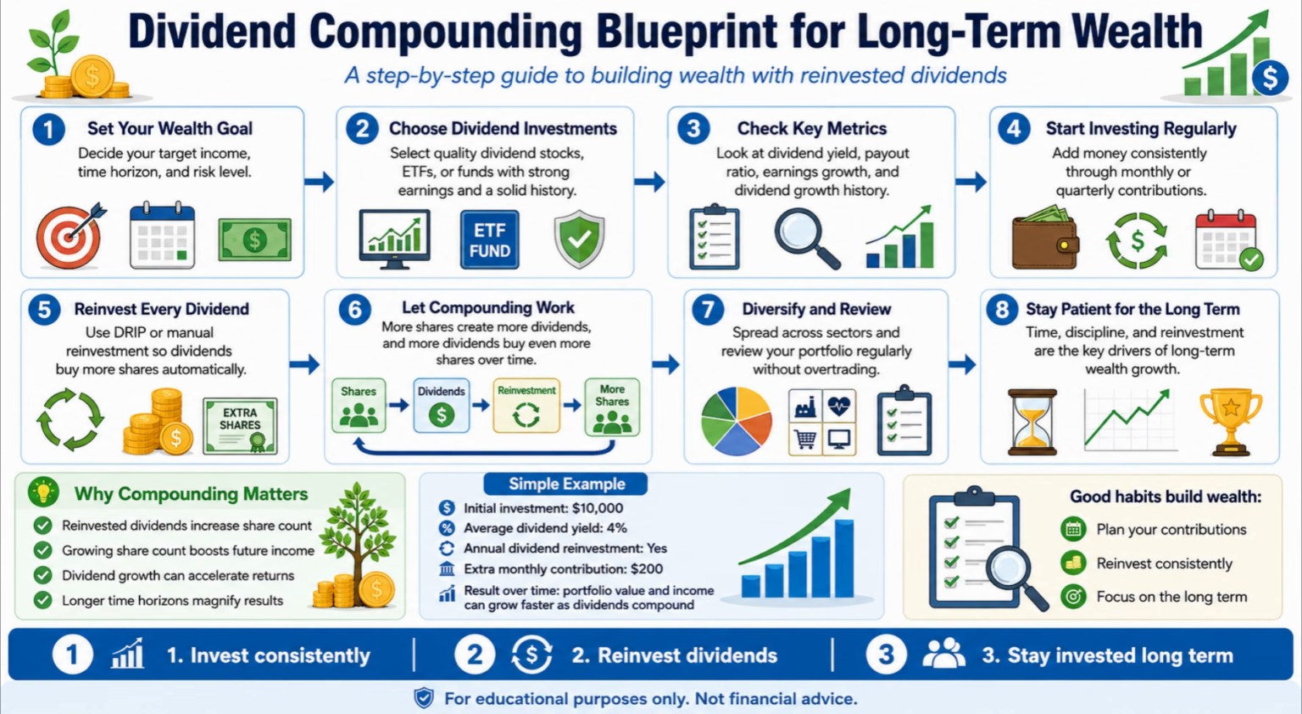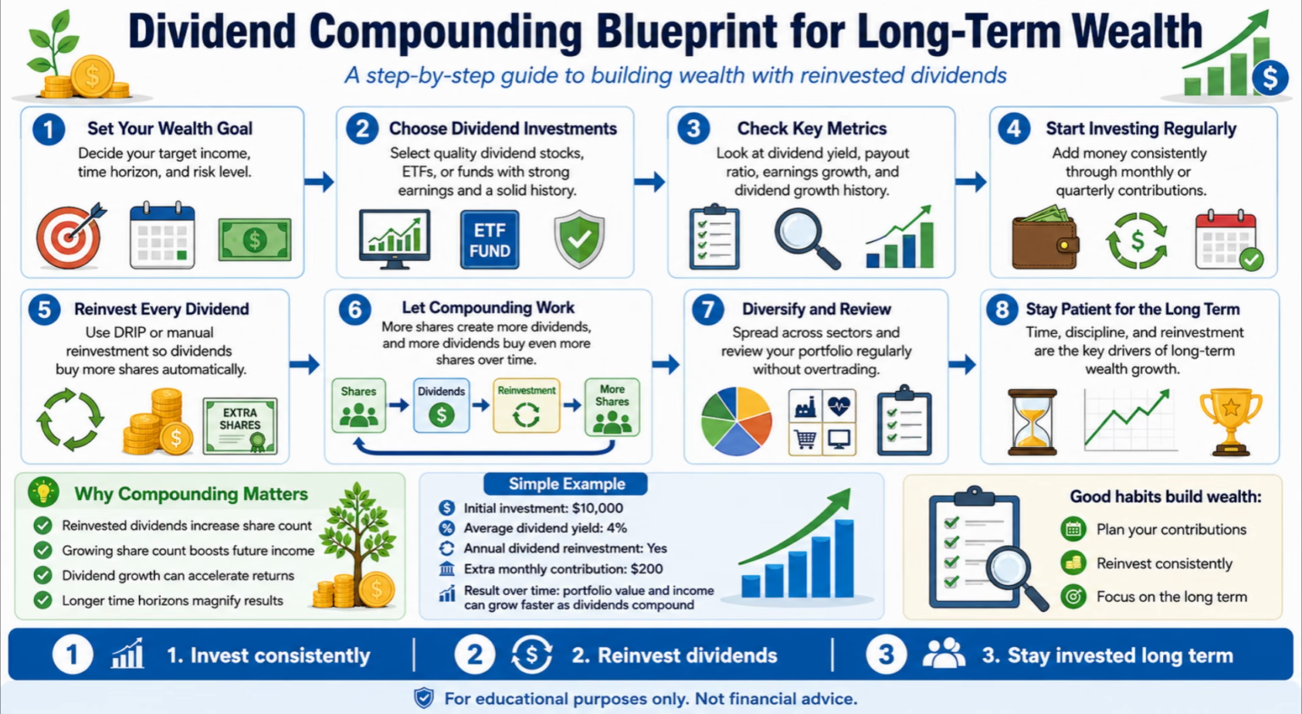Once dividends are received, reinvest them instead of spending them. You can use a dividend reinvestment plan, also known as a DRIP, or manually use the dividend income to buy additional shares. This increases your share count without depending entirely on new personal contributions.